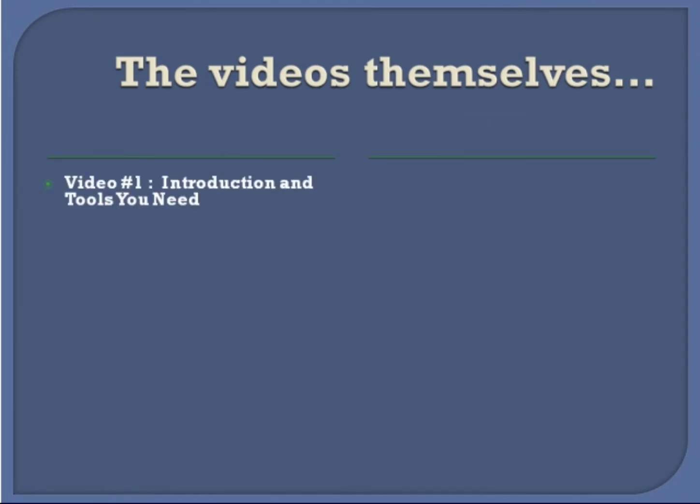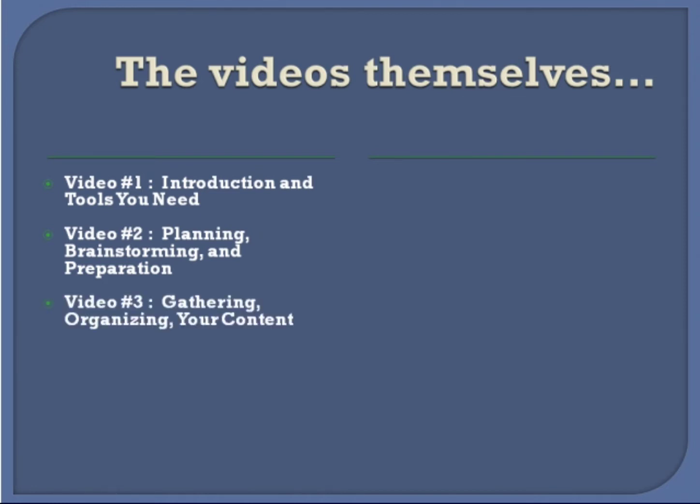Video number 1 is the introduction and the tools that you need. We're going to talk about an overview of you getting into the right mindset before we start the video course. We talk about the tools that you're going to need, and of course a quick overview of the video series as a whole. Video number 2 is all about planning, brainstorming, and preparation. It's important to plan and brainstorm what your fixed term membership site is going to be about before you actually implement it. From that point, we move on to video number 3, or step number 3, where we gather all of your content and begin to organize it.